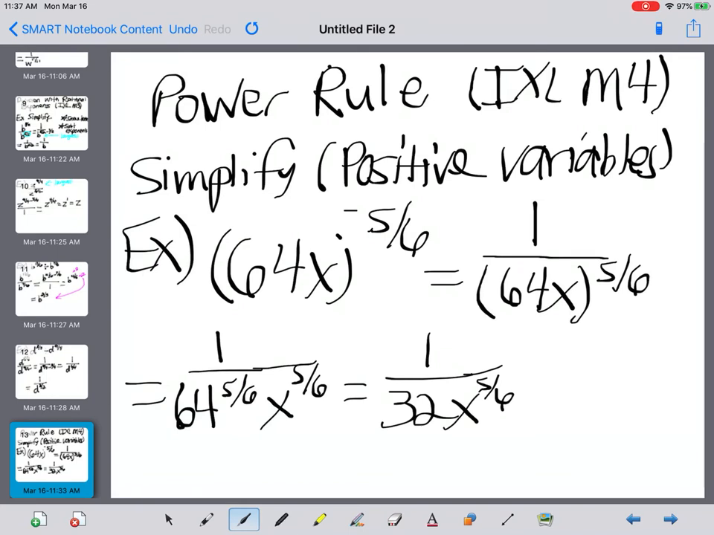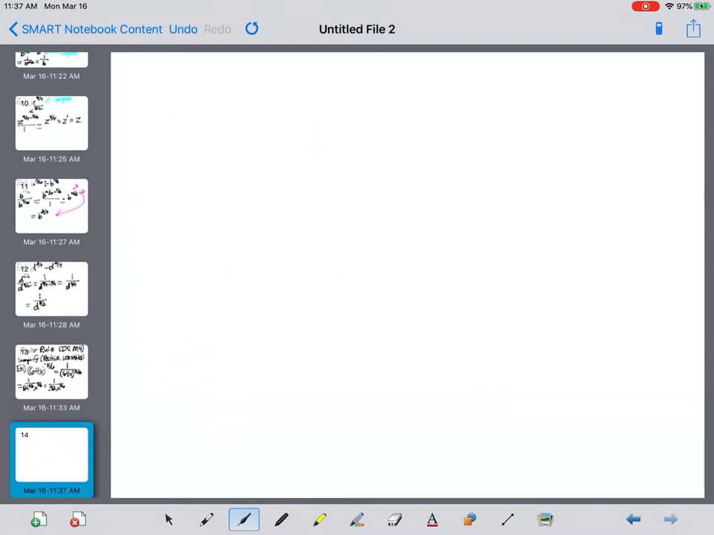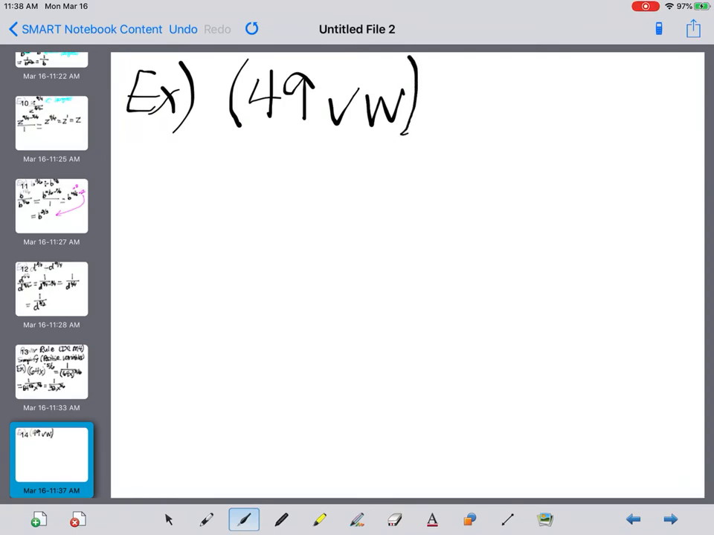Okay, so let's do another one. Okay, make another page. So on this one we have 49VW to the 1/2. And man, this does not want to work.